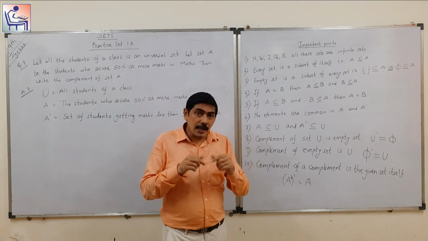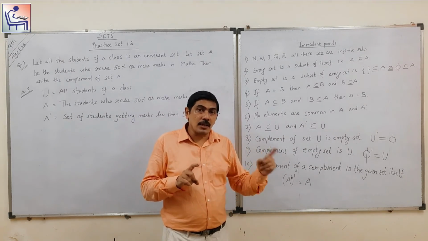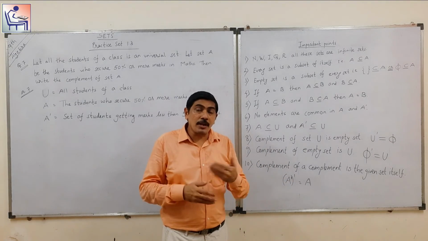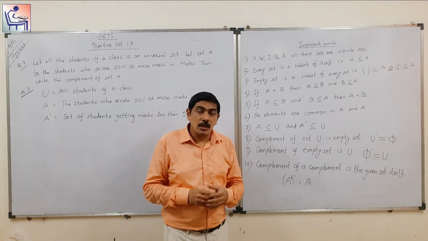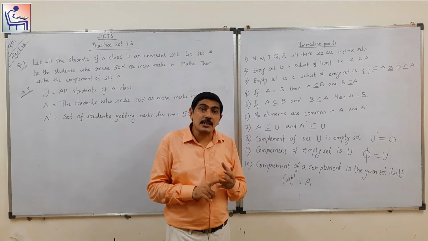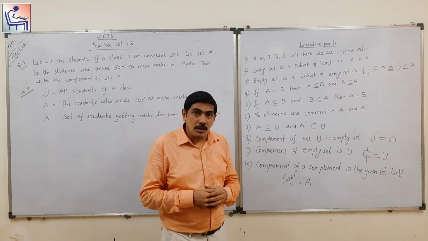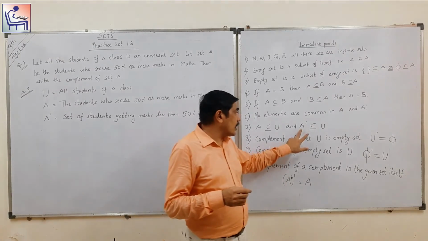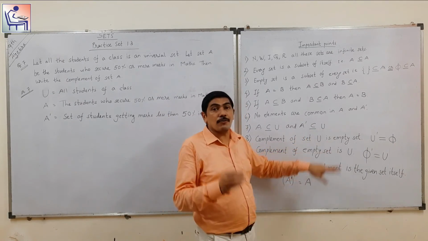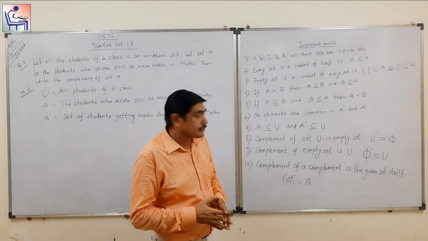Similarly, अगर A में 1, 3, 5, 7, 9 elements है तो complement of set A में कौन से elements होंगे? 2, 4, 6, 8 and 10. और ये भी तो universal set में है. तो इसका मतलब complement of set A is also a subset of universal set.